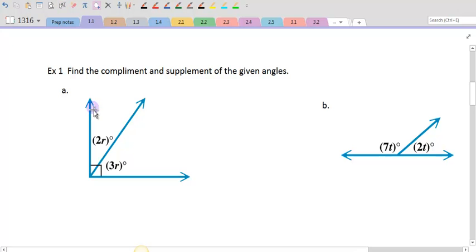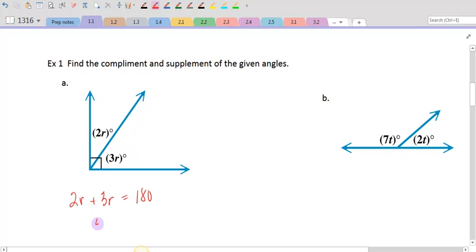So in this first example here, I know that I have complementary angles because this right angle right here is denoted by that rectangle or that symbol right there. So if I know that these two angles are complementary, then I know that the sum of these two angles is equal to 90 degrees. So we can solve this algebraic problem by simply adding the two angles together, which would be 2r plus 3r is equal to 90. When I add that together, I get 5r is equal to 90. Then I'm going to divide both sides by 5, and I find out that r is equal to 18.